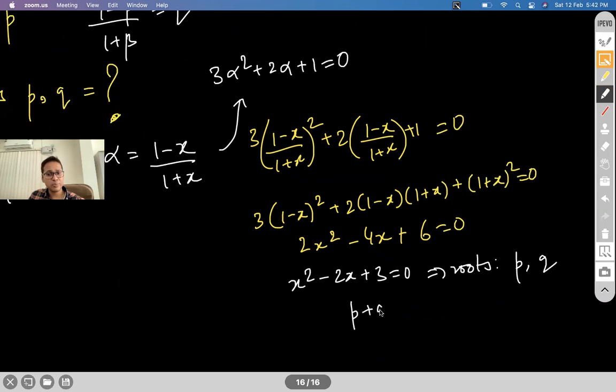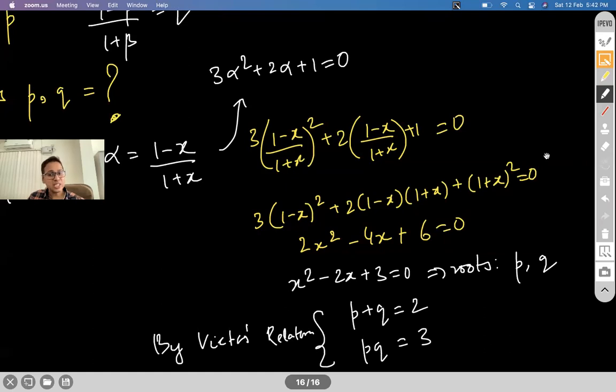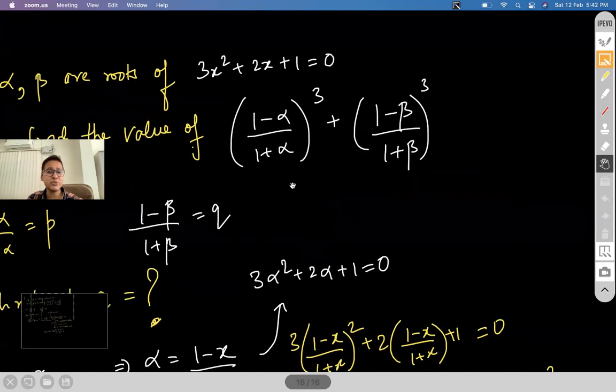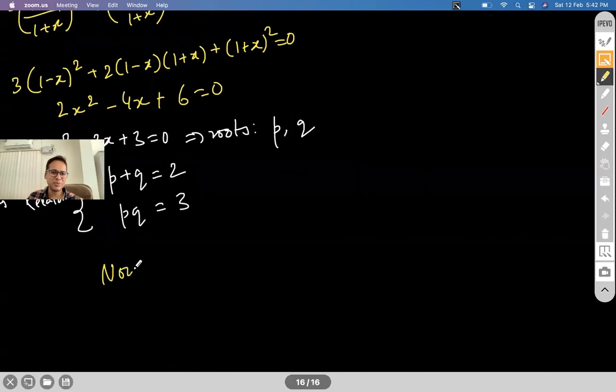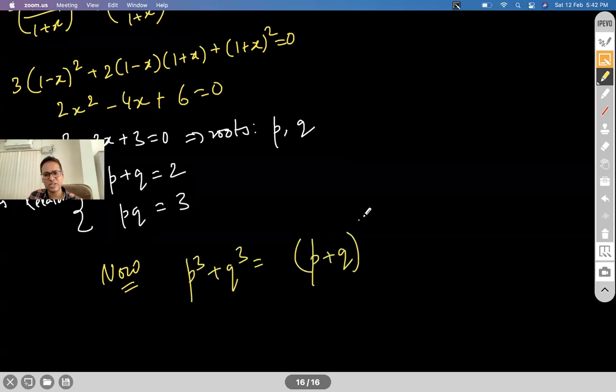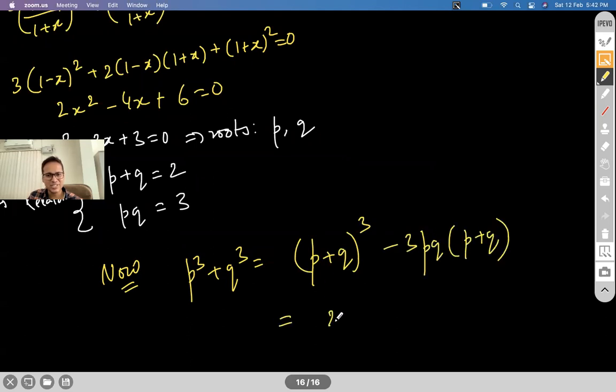Correct? Which means you know P plus Q, which means you know P into Q also by beta relation. By beta's relation, you know these values also. Now, what is the question asking you? The question is asking you P cube plus Q cube. Okay. So you are supposed to find out P cube plus Q cube, which is nothing but (P plus Q) the whole cube minus 3PQ (P plus Q), isn't it? So which is 2 cube minus 3 into 3 into 2, which is nothing but minus 10. Problem is solved. This is your answer.